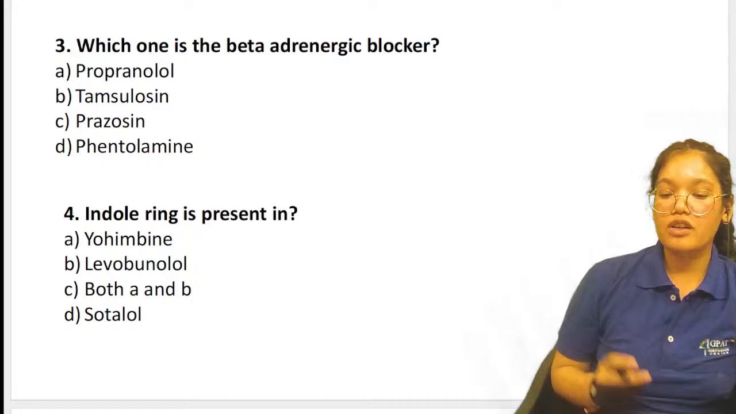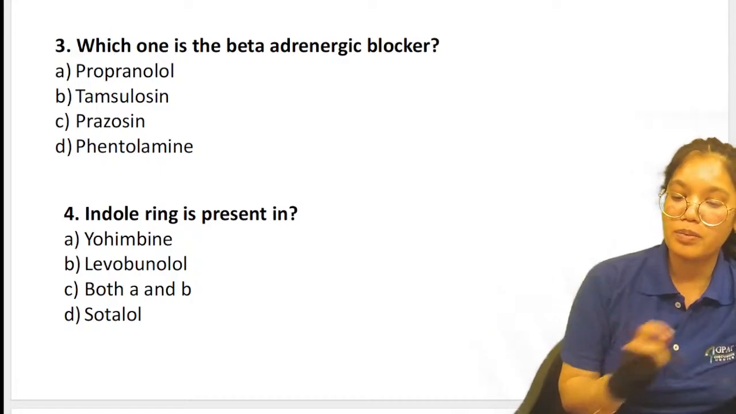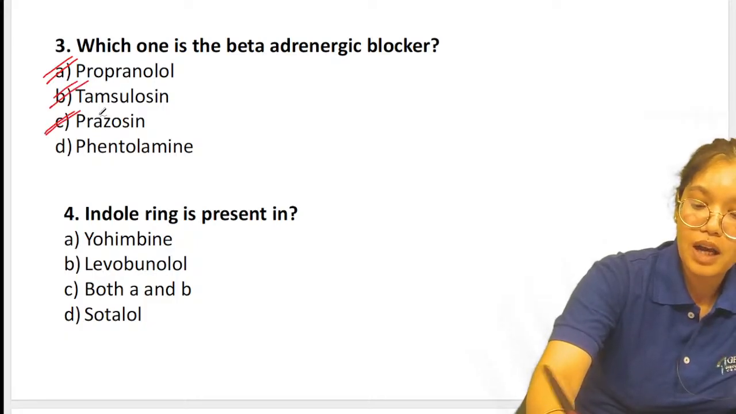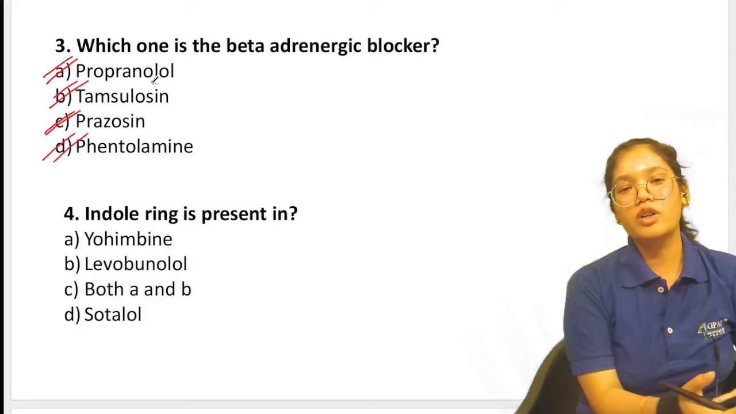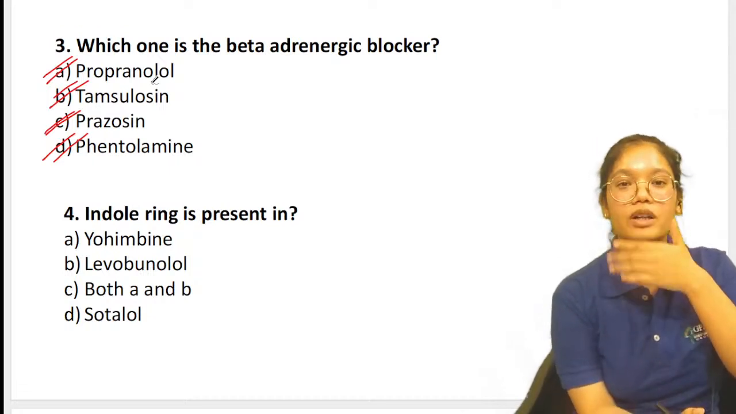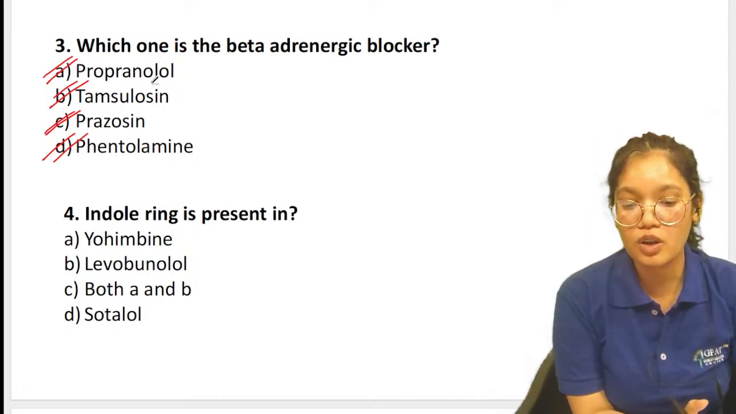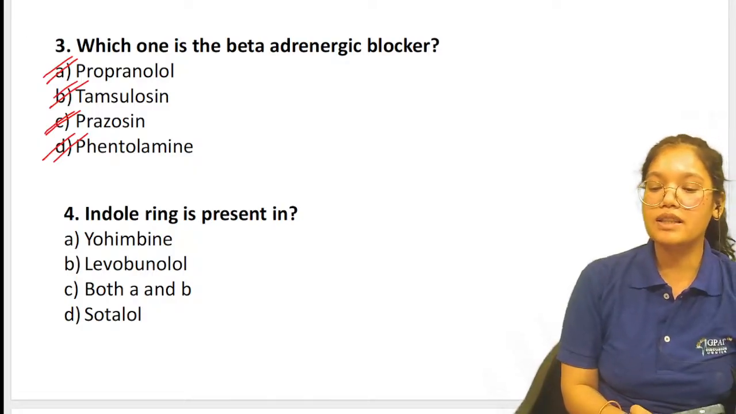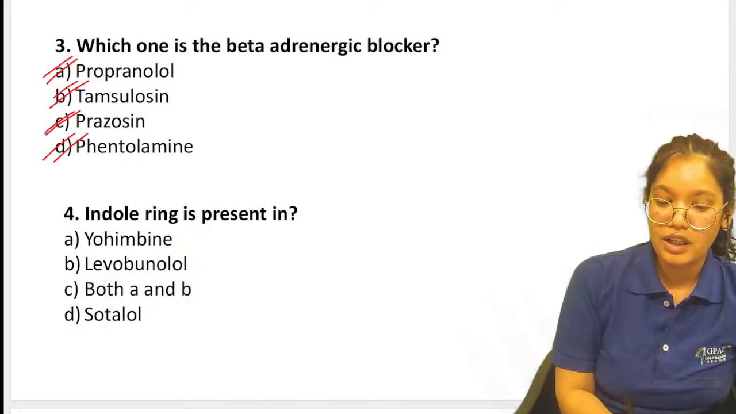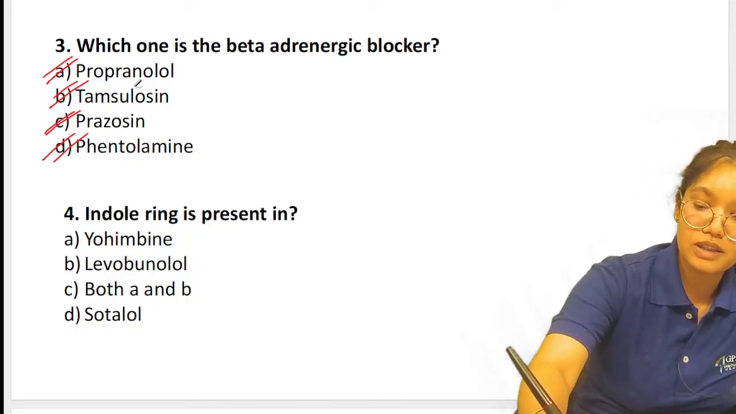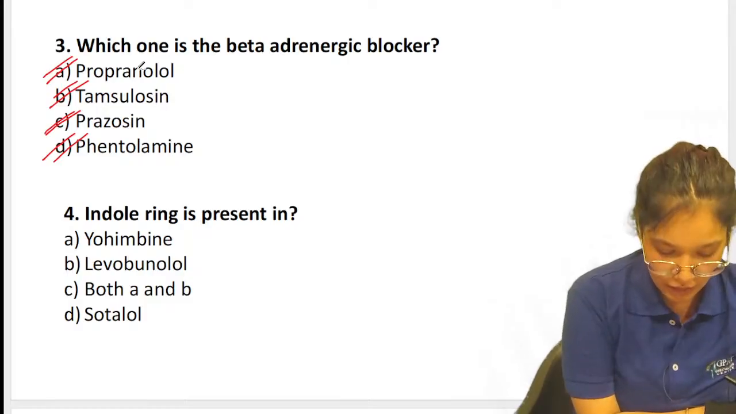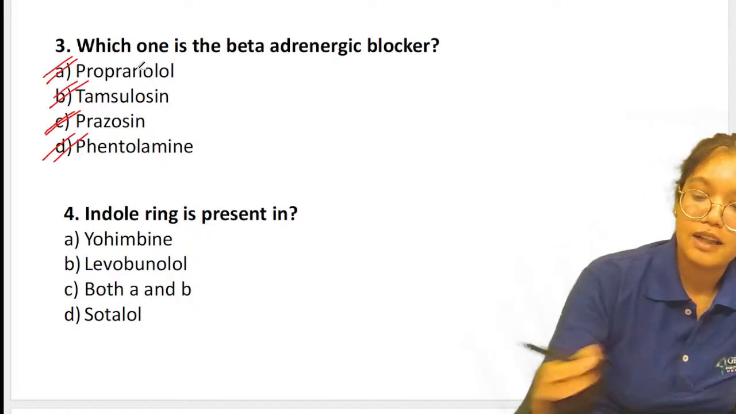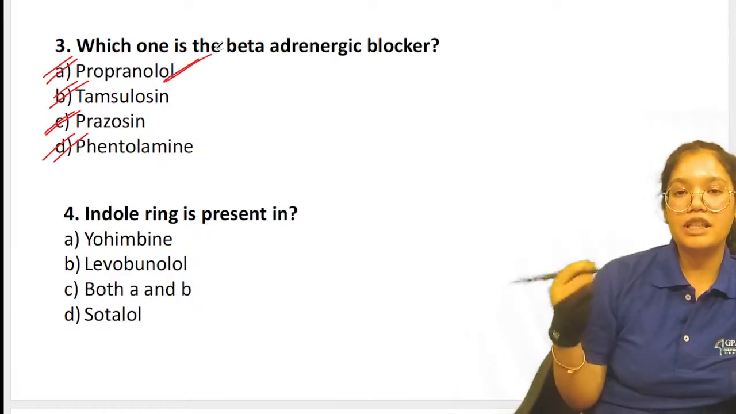Now the next question: which one is the beta adrenergic blocker? Propranolol, tamsulosin, prazosin, or phentolamine. I have also included the MCQs from the beta blockers that we studied in the last lecture. They are simple MCQs. You can just answer which one is the beta adrenergic blocker. Come on, answer. Yes, propranolol is the beta adrenergic blocker.